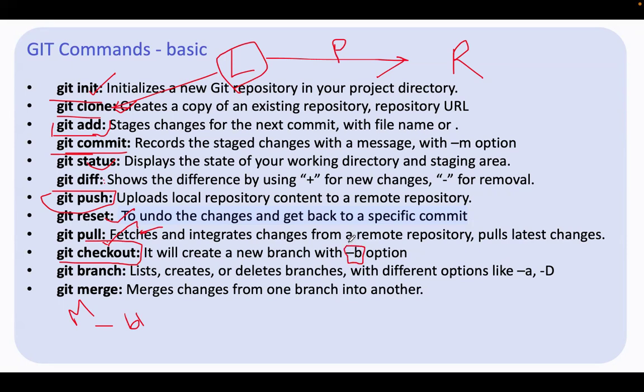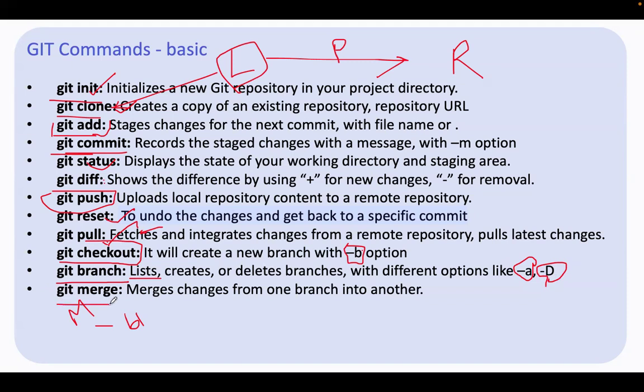-B is branch. Create a branch, it means. Using git branch also, you can check out a new branch, or you can also list the branches available. The most important command is git branch -A, to show all the branches available. Git branch -D is to delete the local branch, and then you can do a push so that you can delete the remote branch as well.